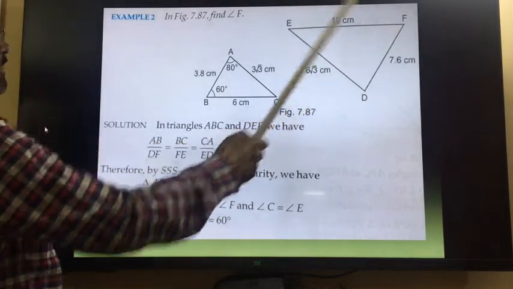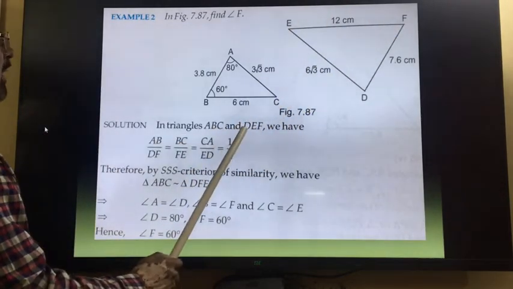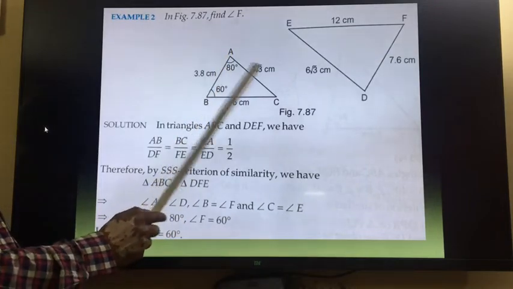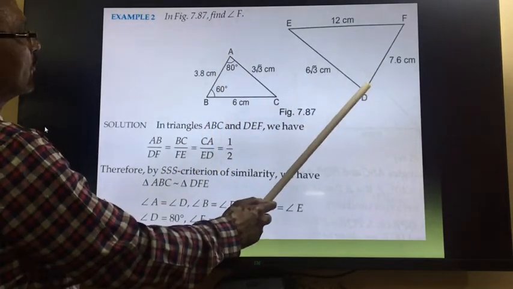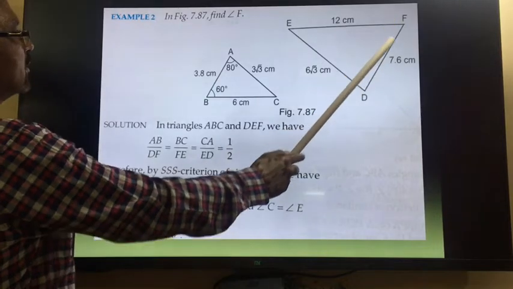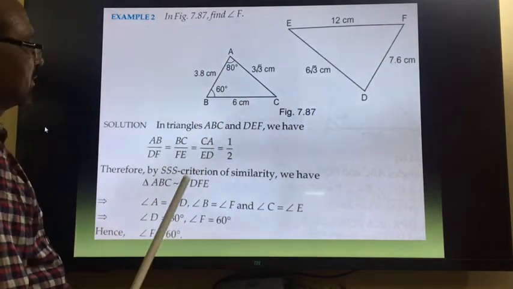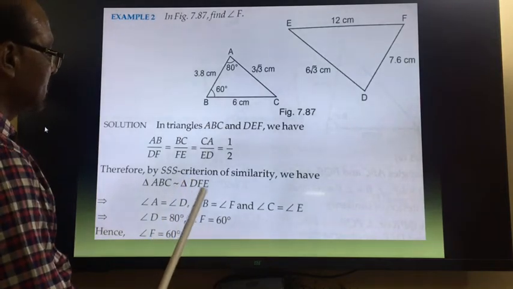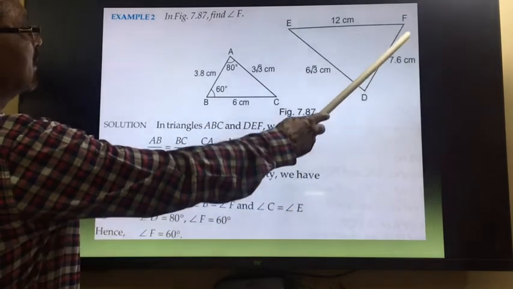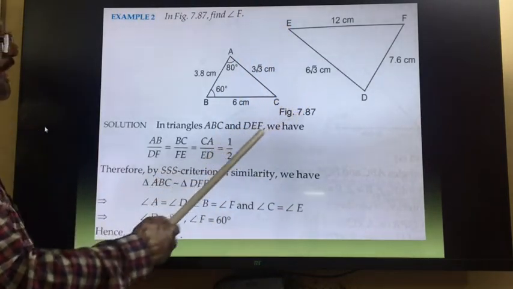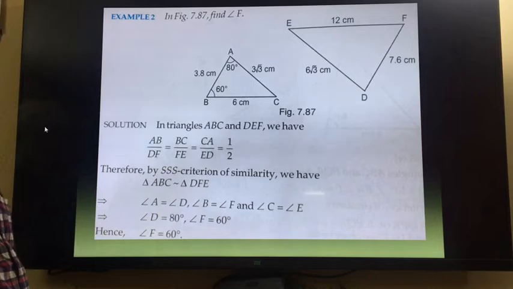So here, actually, this is a problem in the names. Because AB is half of DF, or DF is double of AB. So triangle ABC is not similar to DEF, actually it should be DFE. Right? So on the basis of that, we can say angle F is equal to 60 degrees. So here the order is very, very important.